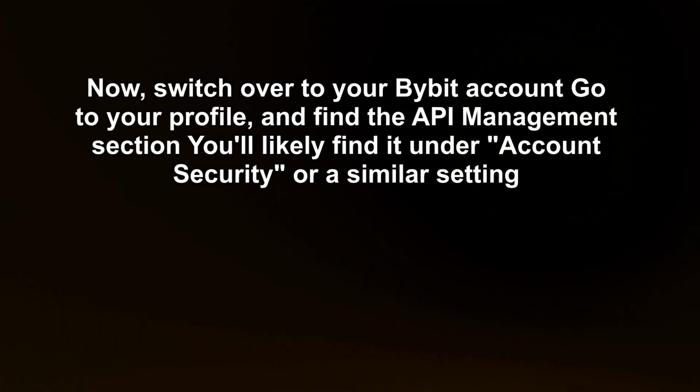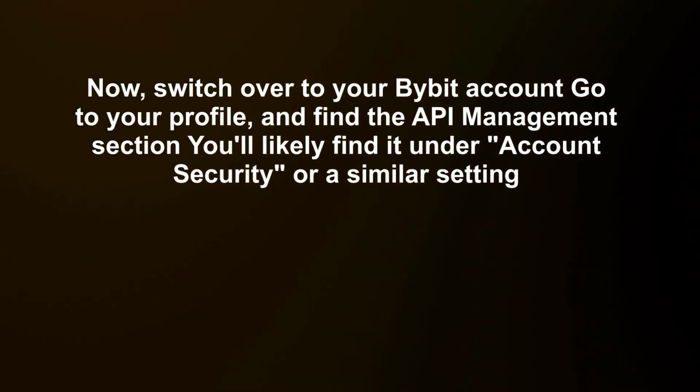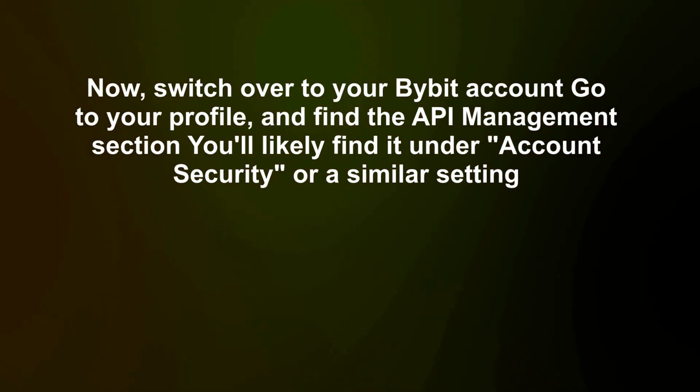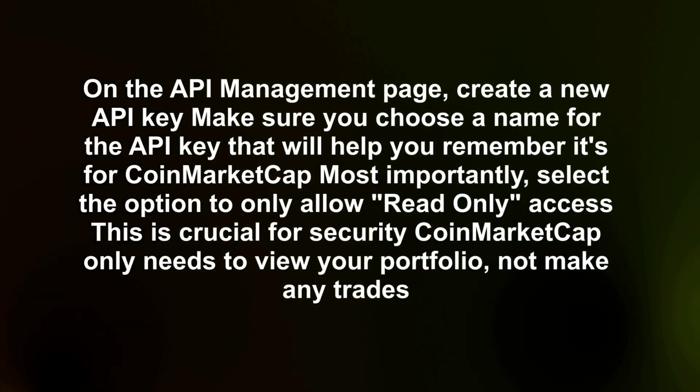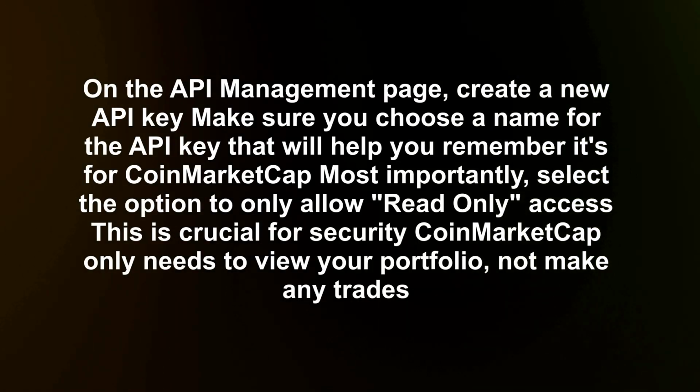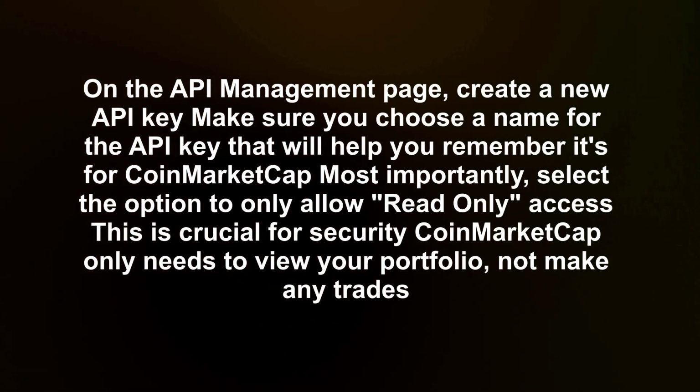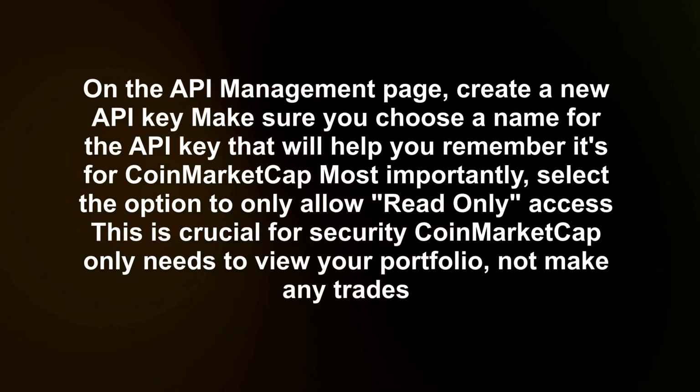Now, switch over to your Bybit account. Go to your profile and find the API Management section. You'll likely find it under Account Security or a similar setting. On the API Management page, create a new API key. Make sure you choose a name for the API key that will help you remember it's for Coinmarketcap.